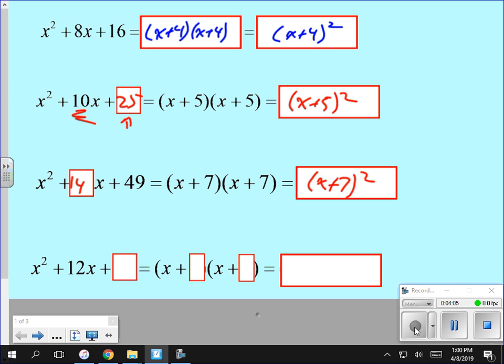And last one. This one's a little more difficult, but this one is exactly what we're going to be doing today to solve our quadratic problems. This last step here is what we're going to use to solve our problems. This is almost exactly like what we're going to be doing.